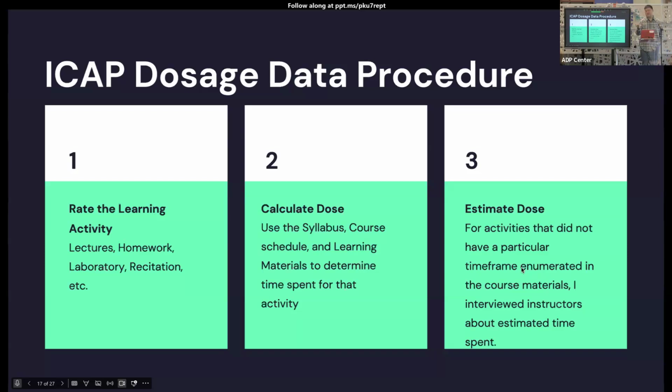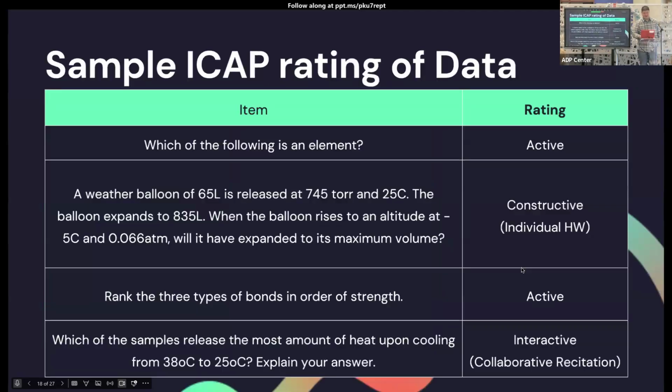For some of these things, I couldn't calculate the dose, right? So I interviewed the instructors, asking how long they think students should spend on this. And that's a lot of noise in the data, right? But even with all the noise introduced by this procedure, what's astounding is that I was still able to detect certain interesting things.